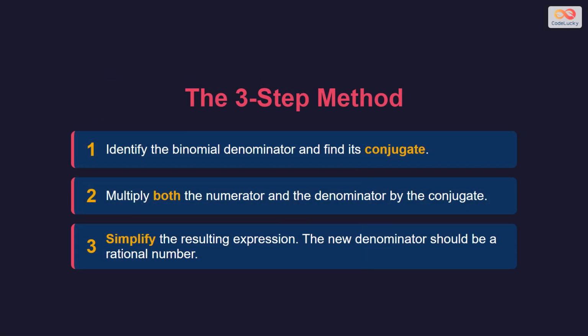Here is a reliable three-step method you can always use. First, look at the denominator of your fraction and determine its conjugate. Second, multiply both the top and the bottom of the fraction by that conjugate. It's crucial to multiply both parts to keep the value of the fraction the same. And third, simplify everything. The denominator should now be a rational number.